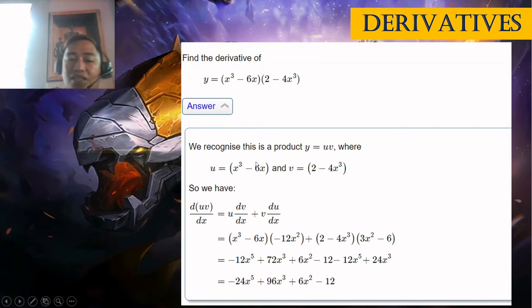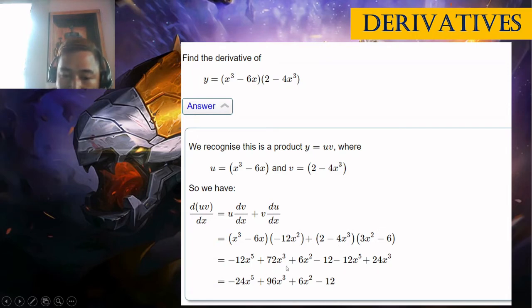For a linear term, the exponent is 1, so the derivative of the term with a constant beside it is just the constant. So minus 6. Okay, then let's solve this, class. x cubed times this is negative 12x to the 5th. Negative 6x times this is positive 72x cubed. Then 2 times 3x squared is 6x squared. 2 times negative 6 is minus 12. Negative 4x cubed times this is negative 12x to the 5th. And then negative 4x cubed times 6 is negative 24x cubed.